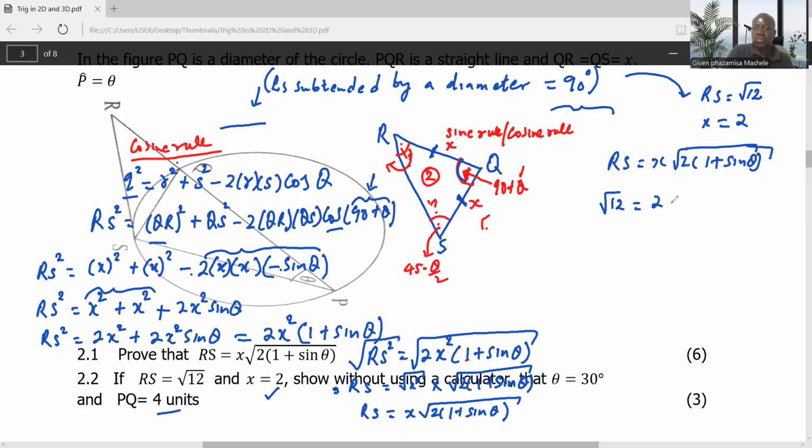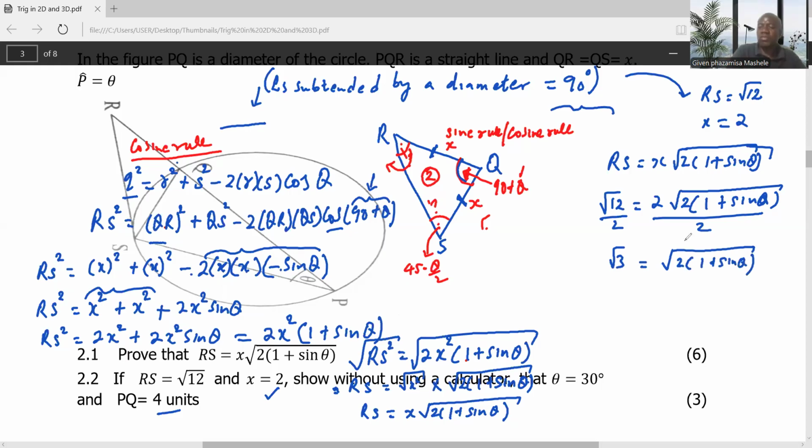X is 2, so 2 times the root of 2 into 1 plus sine theta. Let's first divide everything by 2. Root 12 is the same as 2 root 3, if I'm not mistaken. Yes, 2 root 3, so root 12 divided by 2 will just give us root 3. Then you're going to remain with, inside the root sign, 2 into 1 plus sine theta.